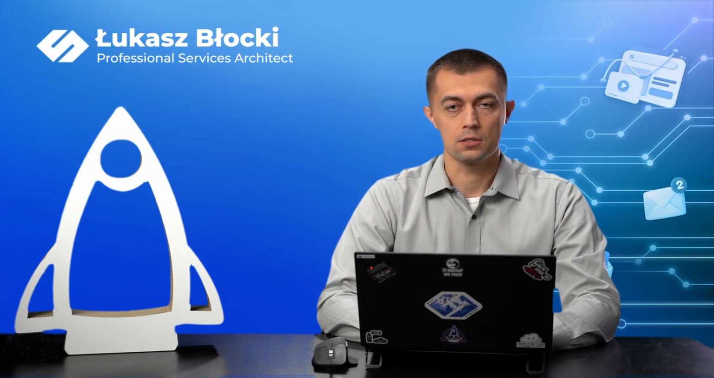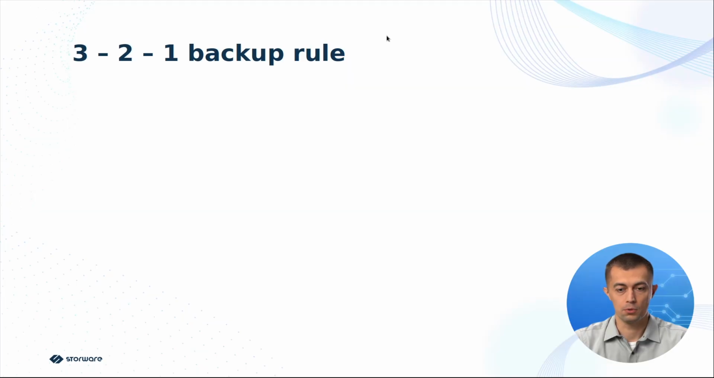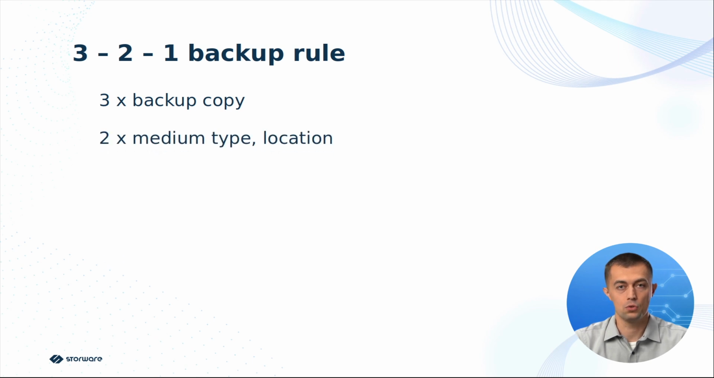I'm an architect at Storware. Today we will talk about the 3-2-1 backup rule in Storware Backup and Recovery. The 3 means 3 backup copies, so we want to have the same version of the backup in maybe 3 locations. Next, the 2 means 2 medium types and 2 locations.